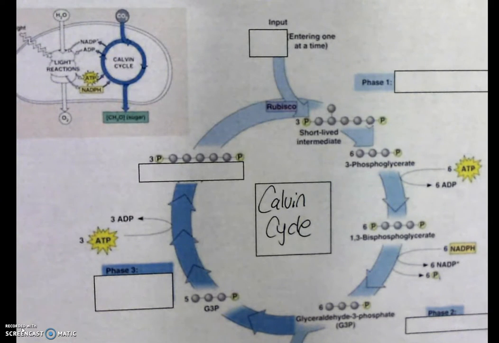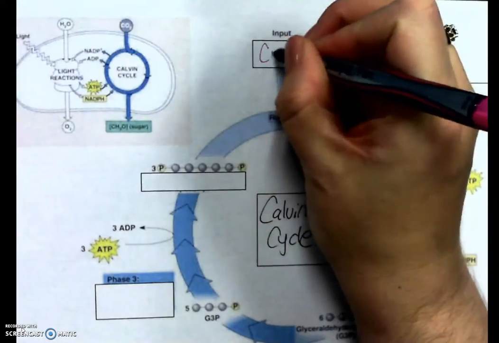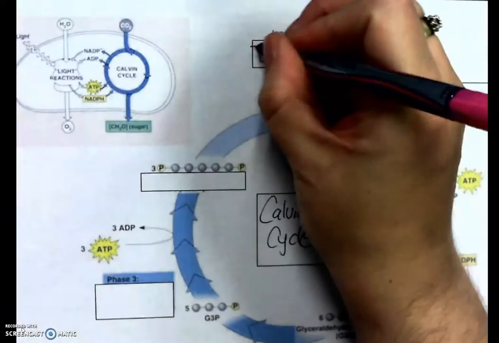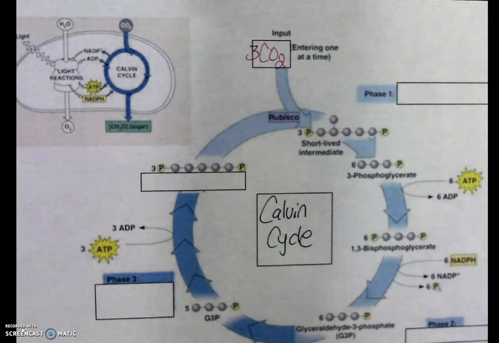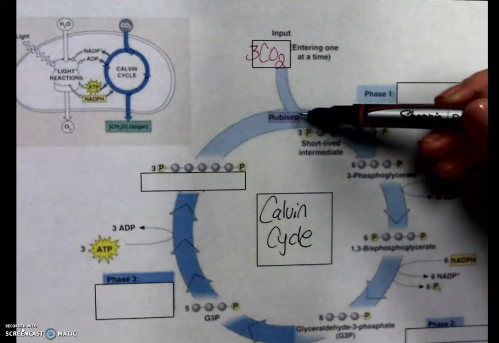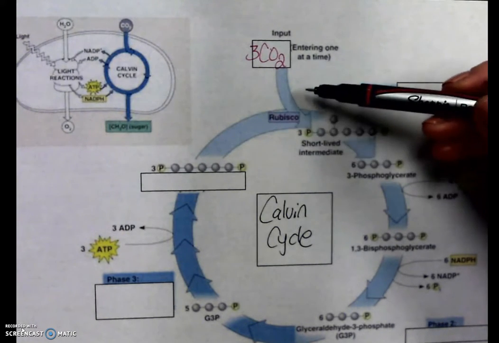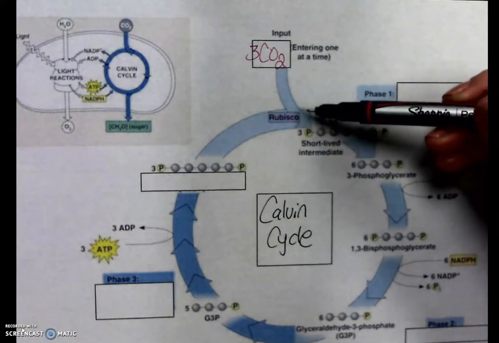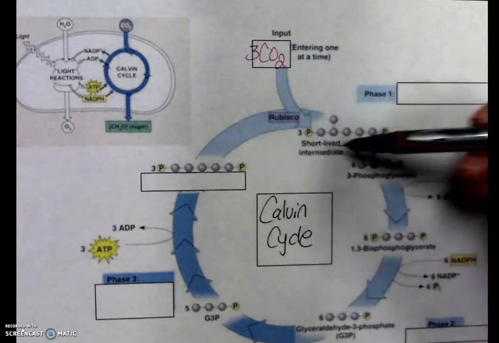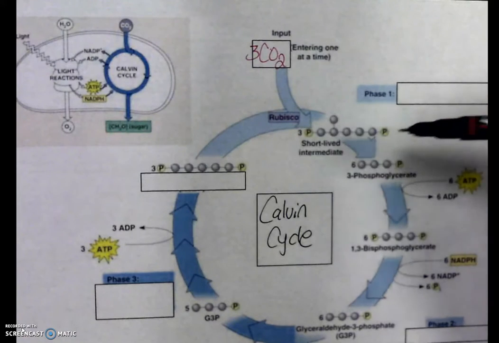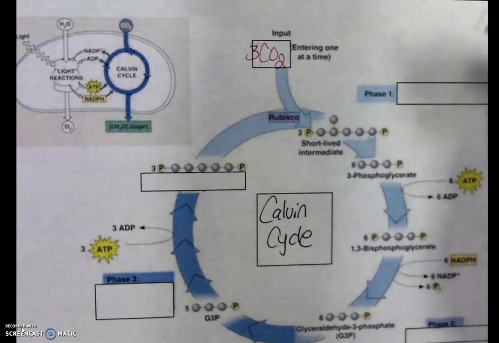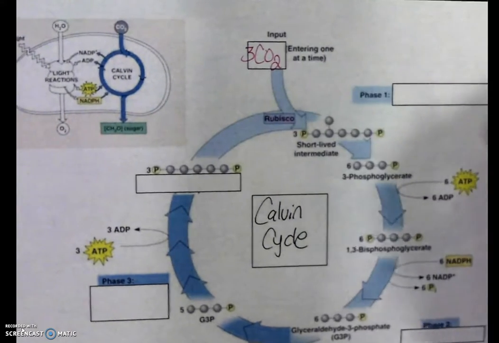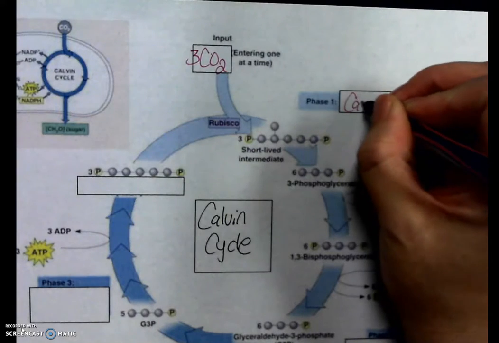And then we will go to the top where our reactant is entering the Calvin cycle. And again, this is our carbon dioxide reactant, and there should be 3 of these. They enter one at a time. As they enter, they meet up with this molecule called rubisco. They are then combined and rearranged with rubisco to form what they call a short-lived intermediate. It's not around for a long time. And this occurs in phase 1, carbon fixation.